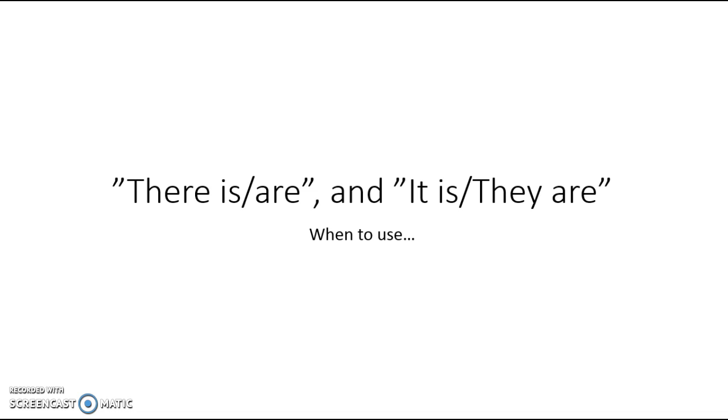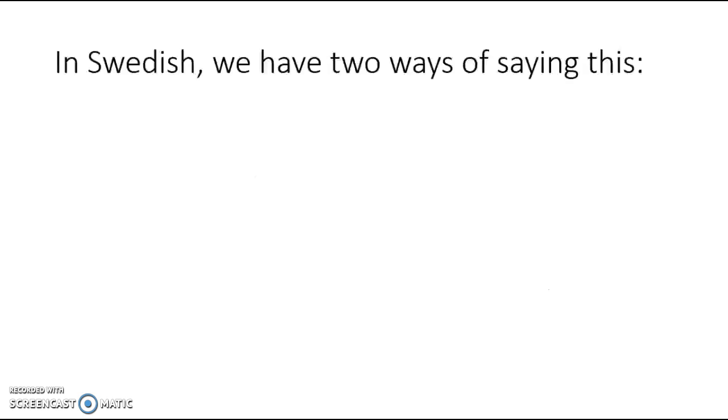Today, we're going to talk about when to use there is or there are, and it is and they are. Now, this is pretty tricky, especially for those of us that speak Swedish. We use this in English when we want to explain through text where something is. But let's take a look and see how it would look in Swedish. In Swedish, we have two ways of saying this.